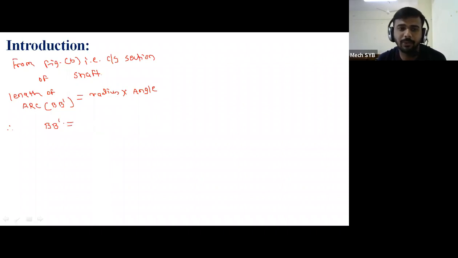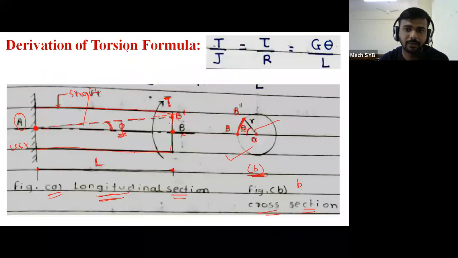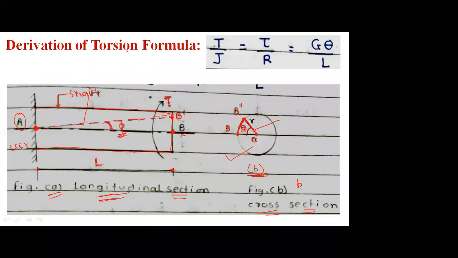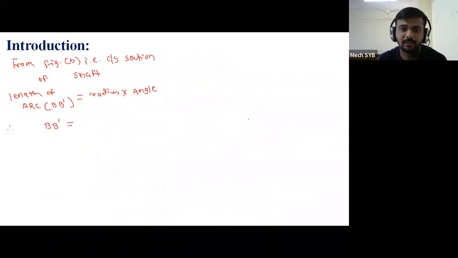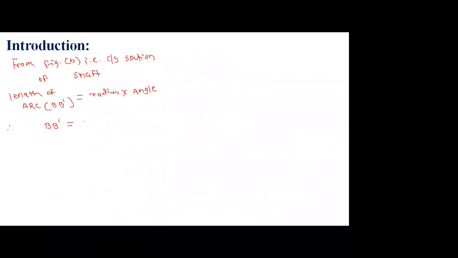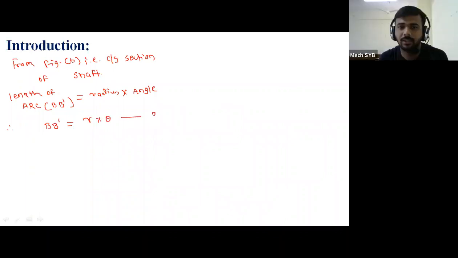Then what is the radius from the figure? What is the radius from the figure? OB dash. What is the radius? This is the small r. Small r represents the radius. And then what is the angle? Theta. Correct. This is the r into theta. So this is the second equation. So what we have calculated from figure number B, that is cross section of the shaft, we have calculated the arc, length of arc as a B dash.